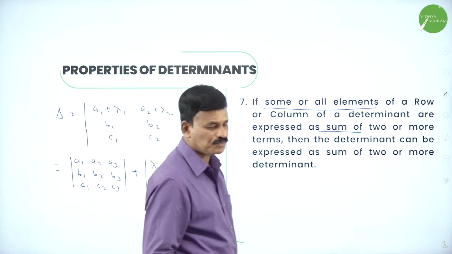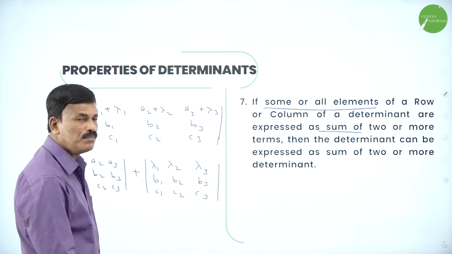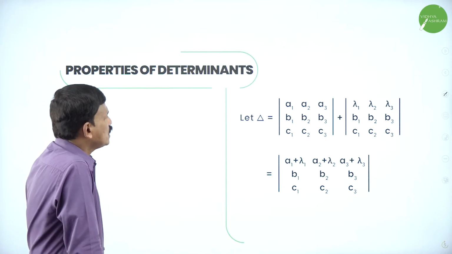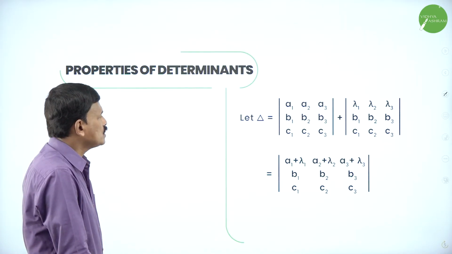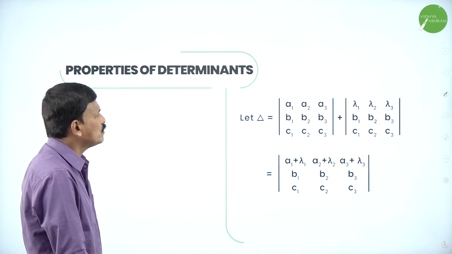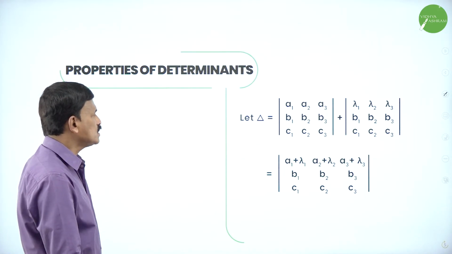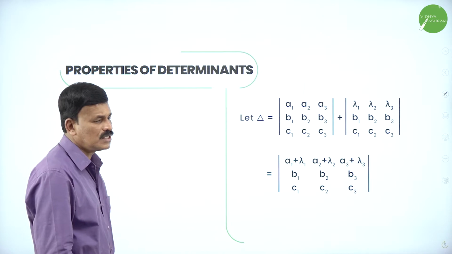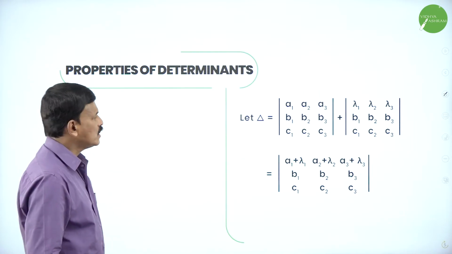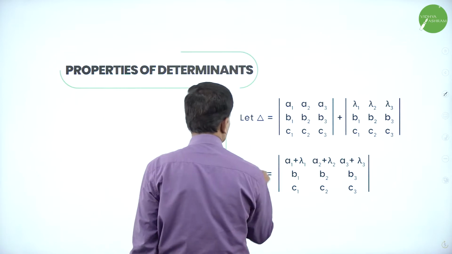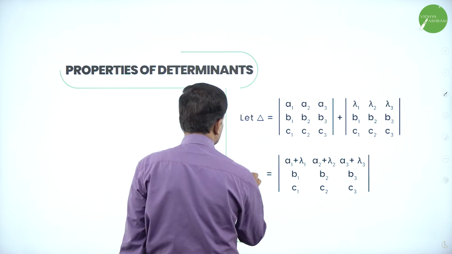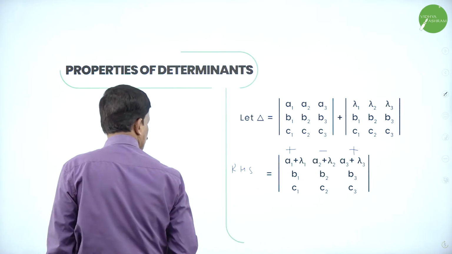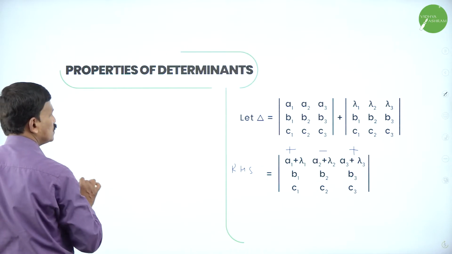Let me expand this. Now let us come to the proof. Let delta be equal to A1 plus lambda 1, A2 plus lambda 2, A3 plus lambda 3, B1, B2, B3, C1, C2, C3. So this is equal to the same. Now this is to be proved. To prove that, let me take this RHS. Plus, minus and plus. Expand. So if I expand this, what am I going to get?